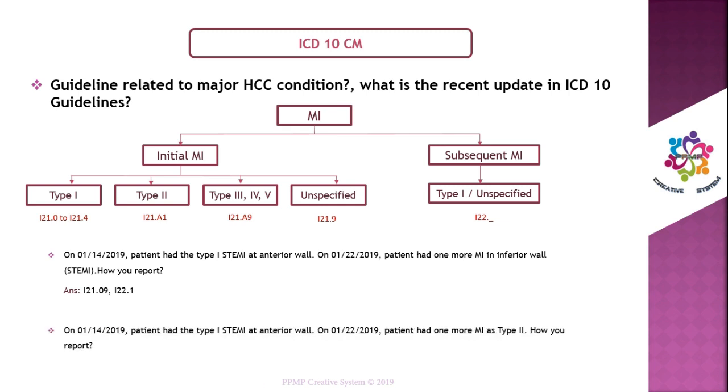Example number 2. On January 14, 2019, the patient had a type 1 STEMI at the anterior wall. On January 22, 2019, the patient had one more MI as type 2. How would you report? Guess it, what will be the answer? Yes, correct, the answer is I21.09, I21.A1. Because here the subsequent MI and initial MI are different, we need to report 2 codes from the I21 series.